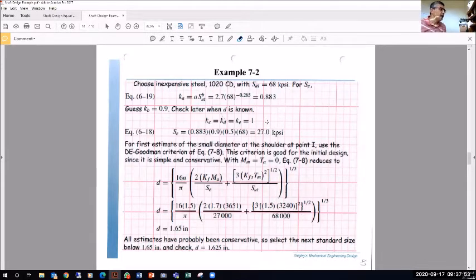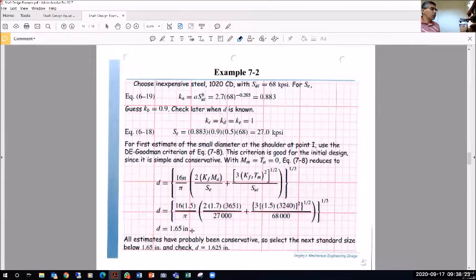I calculate my Se, the endurance limit, based on these factors, knowing the ultimate tensile strength for a 1020 cold drawn steel. I get 27 kpsi. I use the equation, and you see here, this is the simplified version like the one I had on my slides. I calculate d, and I find d is equal to 1.65 inches.